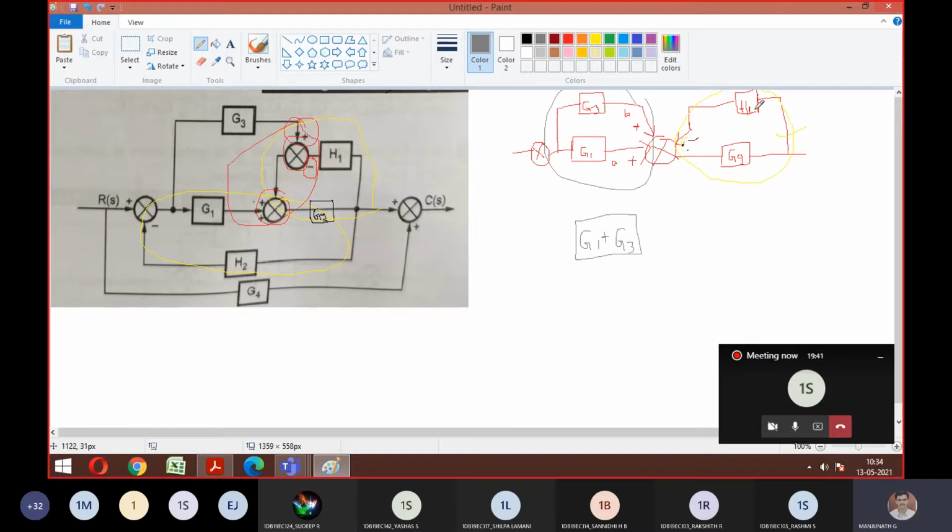Similarly, I can reduce this also. Elimination is possible. So that time these two become cascade. So now we are going to take elimination of this. What is the answer, guys? It is starting with G2, whole divided by 1 plus G2 into H1, if conditions are there. So if you take minus here, this is the formula.